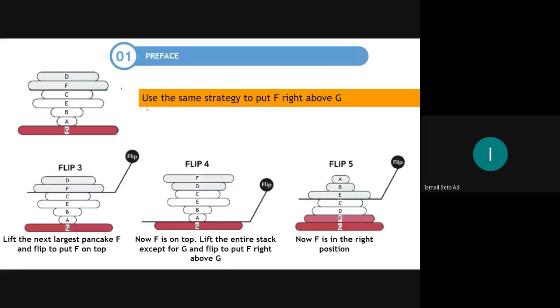All right, so the next largest pancake is F, and using the same strategy, we lift it along with all the pancakes above it, and we flip them to move F to the top. And then we lift and flip the entire stack above G, and by flipping the entire stack above G, F will be automatically placed right above G. Next, please.